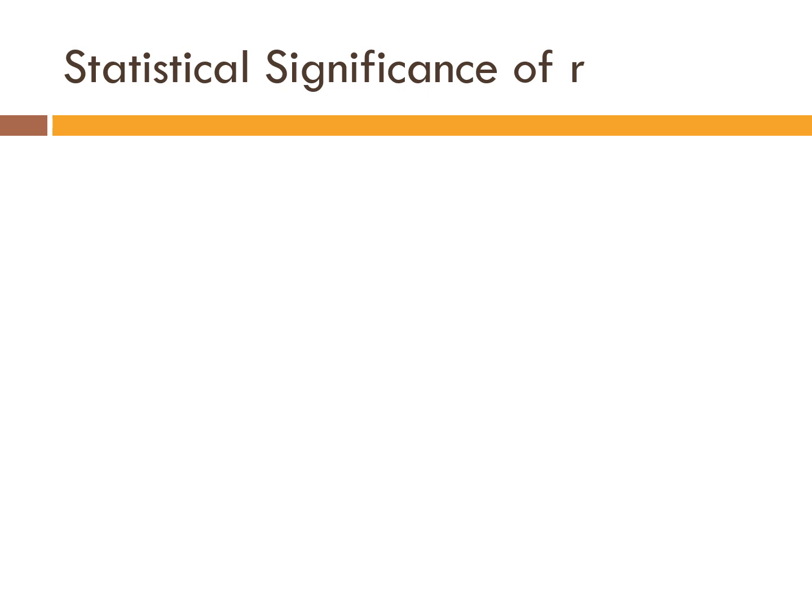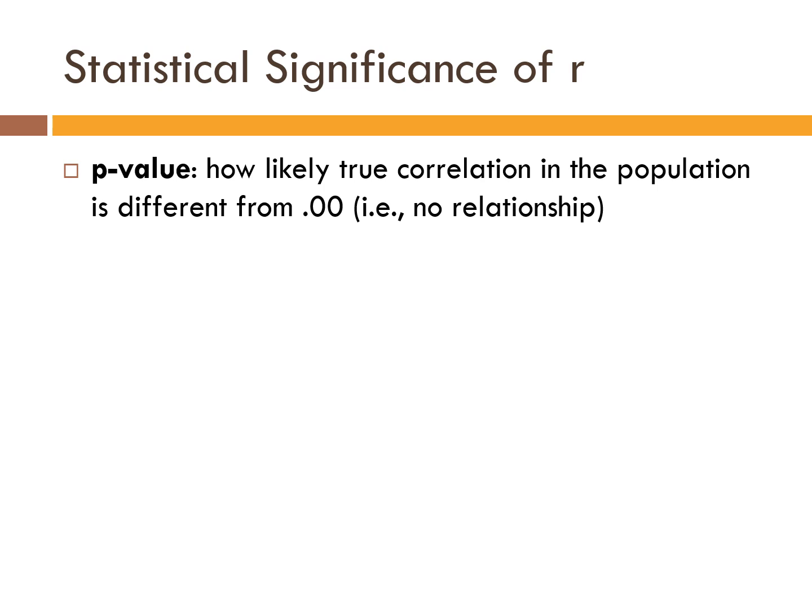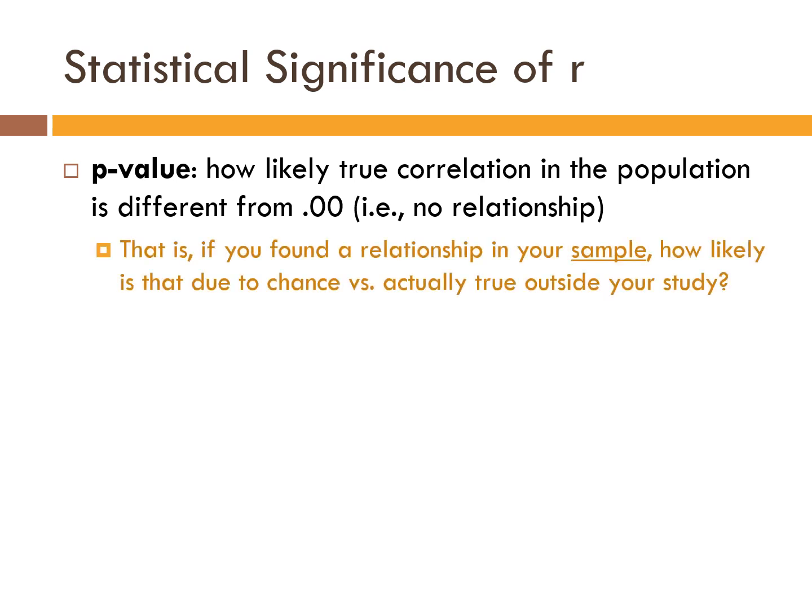But we haven't yet talked about the term significance. That's that even after you found a relationship between two variables, does that relationship truly exist in the real world? Is whatever you found in your study representative of the population? And this is associated with a p-value. A p-value is how likely there is in fact the correlation you got from your study in the population, and how likely it is different from zero, that is, no relationship. Again, if you did a study, how likely does that finding exist in the population? So another way of saying this is, if you found a relationship in your sample, how likely is that due to chance, or is it actually true outside of your study?